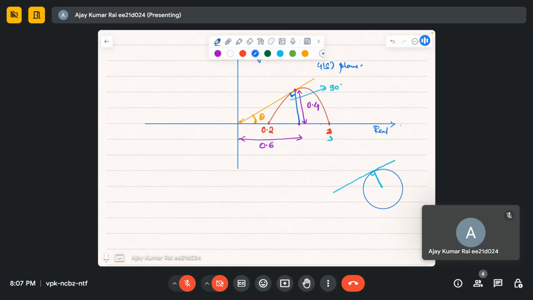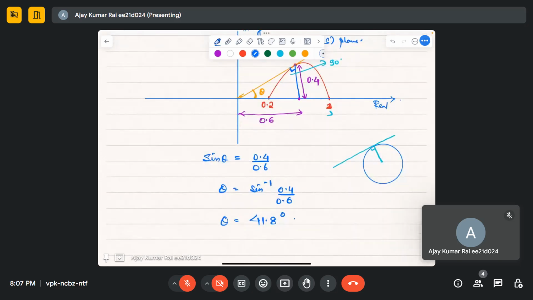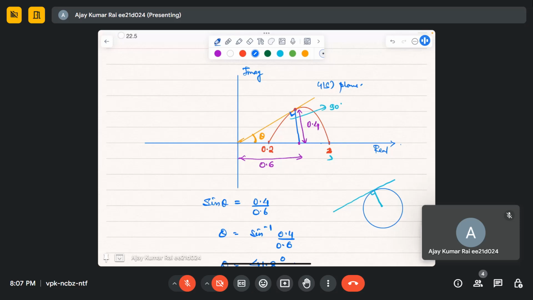So now can we find out the angle? Sine of theta is equal to 0.4 by 0.6, and theta is sine inverse of 0.4 by 0.6, which is sine inverse of 2 by 3. Can you find that? 41.8 degrees. Correct, so you'll get 41.8 degrees. The center in this Nyquist plot is 0.6. This point is 0.6.